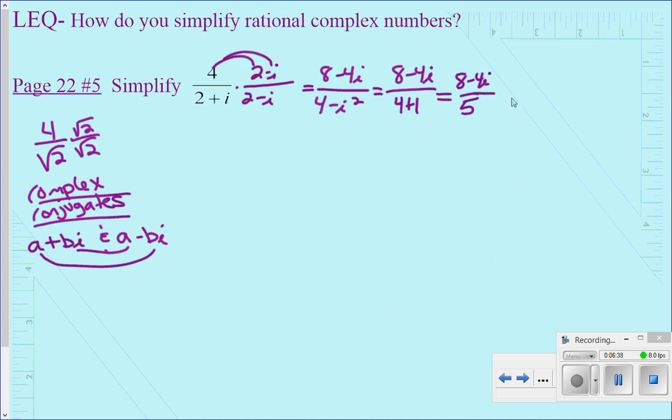I'm going to do one more thing too. I'm going to break that into two separate fractions, 8/5 minus 4/5 i. And it should be written in that order where you have the real part first and the imaginary part second. And if either of those fractions were to simplify, or both of them, I should simplify them. 8/5 doesn't, 4/5 doesn't, so I'm going to leave it that way. And that's how you simplify when you have complex denominators.